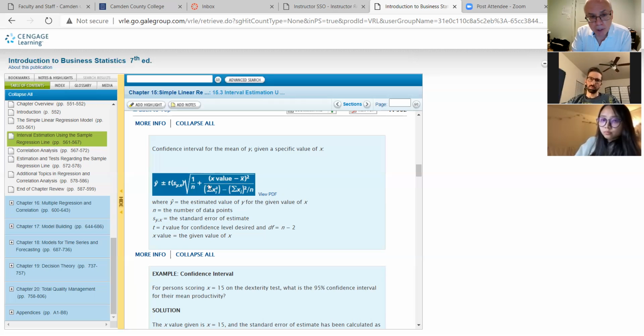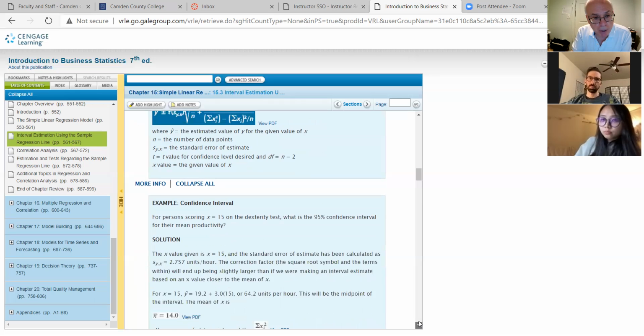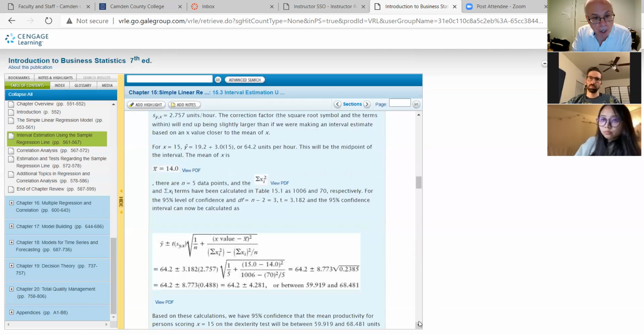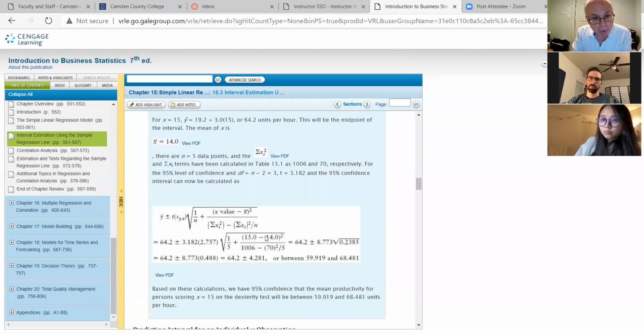Okay, so that's it. And it's doing an example of it right here, but we could easily do it in Excel, right? Easily, instead of trying to do it manually. If you had 1,000 observations or 10,000 observations, obviously you're not going to do this manually for each one of them.